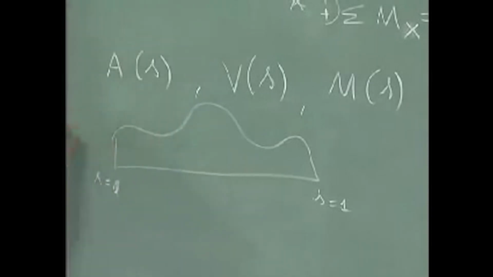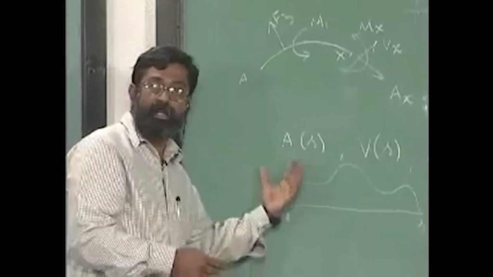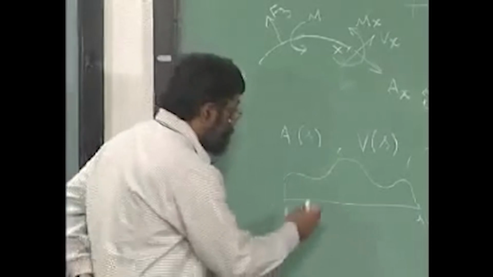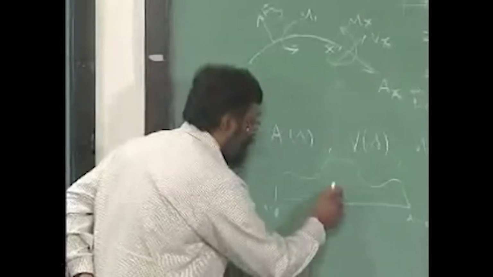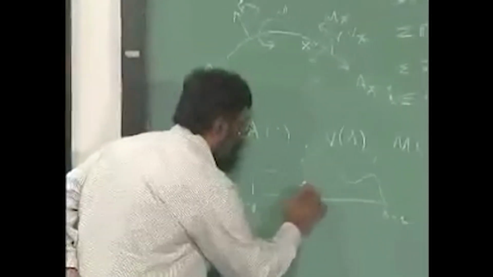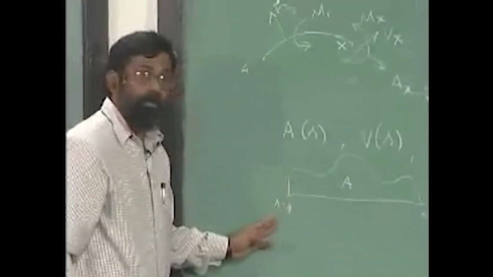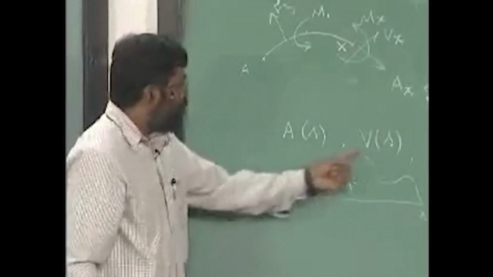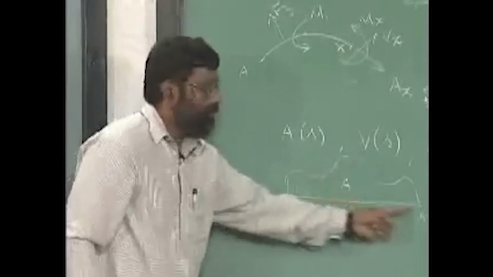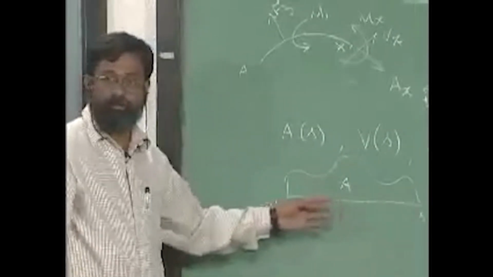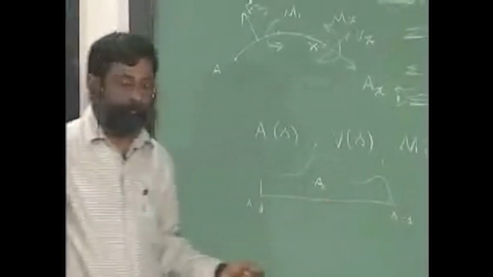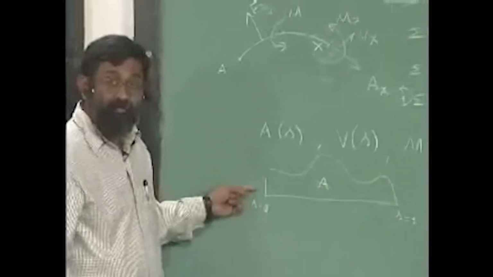So, it could be positive or negative. I am just going to talk about sign convention in a moment. So, I will adopt this to be the axial force. Similarly, I can show the distribution of shear along S equal to 0 to 1, and similarly M. So, this is an axial force diagram.